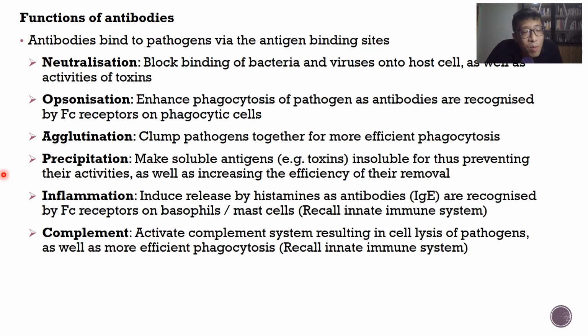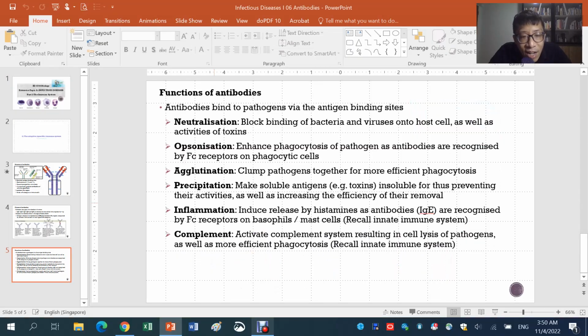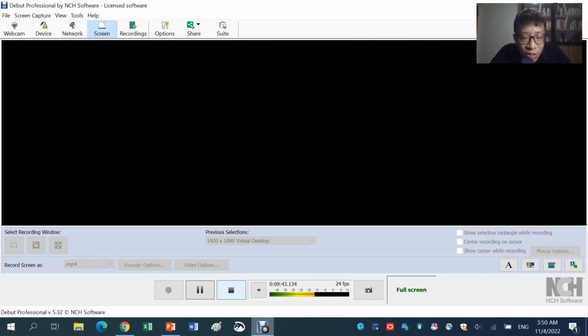Okay. But our main focus really would be on the neutralization, opsonization, and agglutination. These are the main focus that we will have for the functions of antibodies. But the rest are also legitimate functions, you can cite them as examples as well. But in the tutorial, for example, our focus will be more on the neutralization, opsonization, and agglutination. Okay. All right, so anyway, these are the functions, and the antibody structure as well.